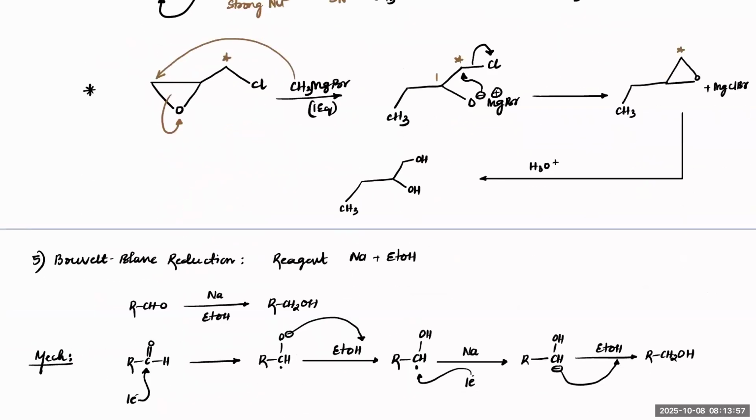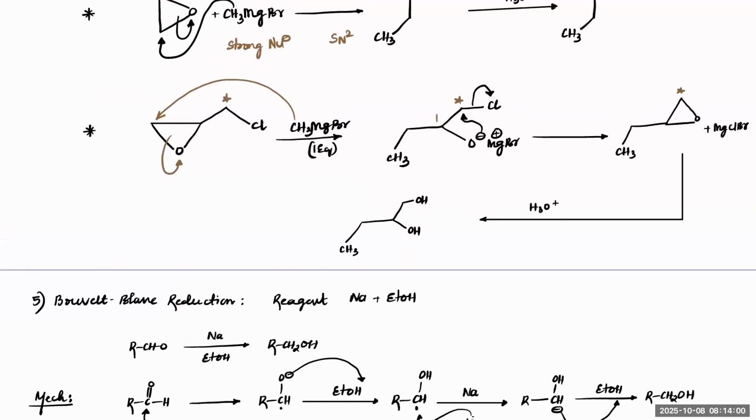This was a JEE question. Look out how this has been done. I think it is there in your sheet also. CH3 will attack here via SN2 mechanism. You'll get this as O minus. O minus internally attacks and removes Cl minus. So that is the product you will get. And once you get this epoxide, if you do hydrolysis, you will get OH and OH. So this is the final product.